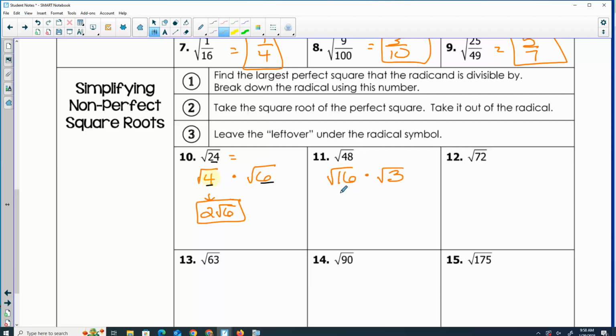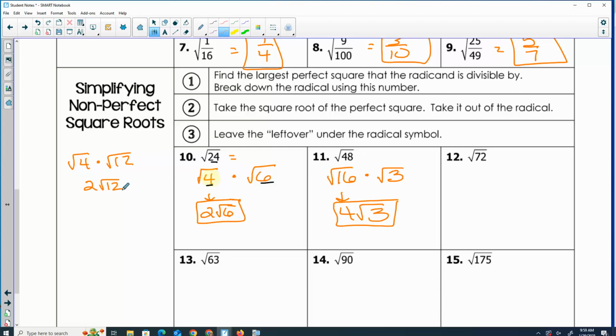What is the square root of 16? 4. And we don't know the square root of 3, so it's 4 radical 3. Now I want to point out something. 48, is that also 4 times 12? What's the square root of 4? 2. So that's 2 radical 12.